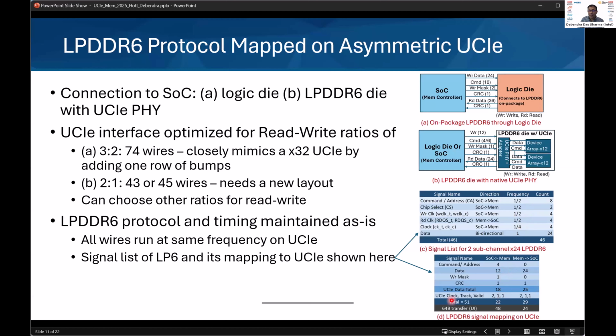And then, of course, we have to add our UCIe clock, track, valid. Those are the extra ones for the data. CRC, for example, is there on the UCIe side. It is not there on the LPDDR side. So we have accounted for all of those.